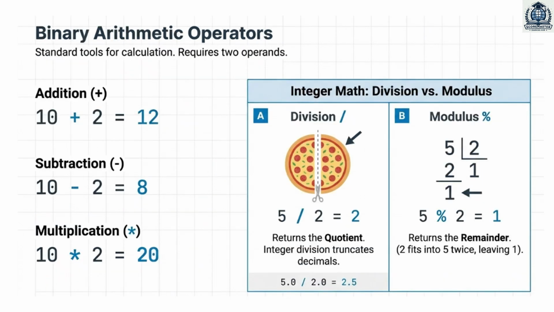Binary arithmetic operators work on two operands: plus adds, minus subtracts, times multiplies, slash divides, and percent returns the remainder. In integer division, slash gives the quotient while percent gives the remainder. Confusing these two is one of the fastest ways to lose marks.